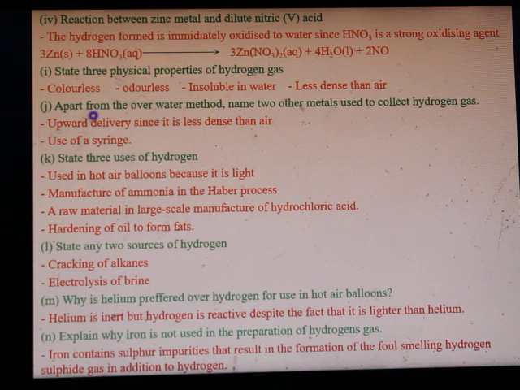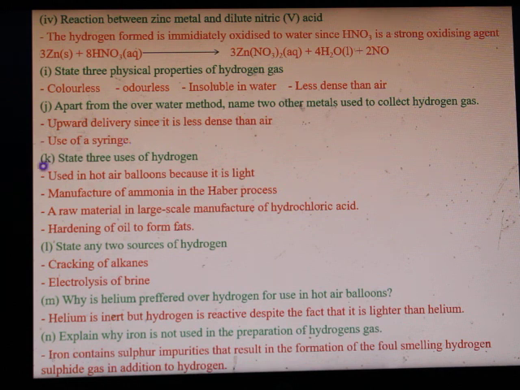Then you can also be asked, apart from the over water method, name 2 other methods that can be used to collect hydrogen gas. One method, you can use upward delivery method, since hydrogen is less dense than air. Then you can use a syringe. Remember, a syringe can be used to collect any type of gas.